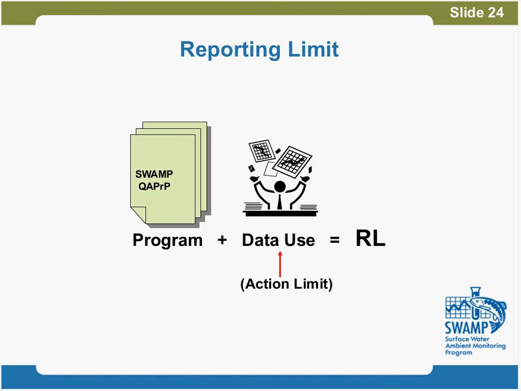And how do we set that? We look at the action limit. So with our data, what point is important to us? So, for example, are we working with a water quality standard? Are we working with an assessment threshold? Do we need low-level results because we're going to tie it to toxicity testing? The data use is what's going to set the reporting limit.